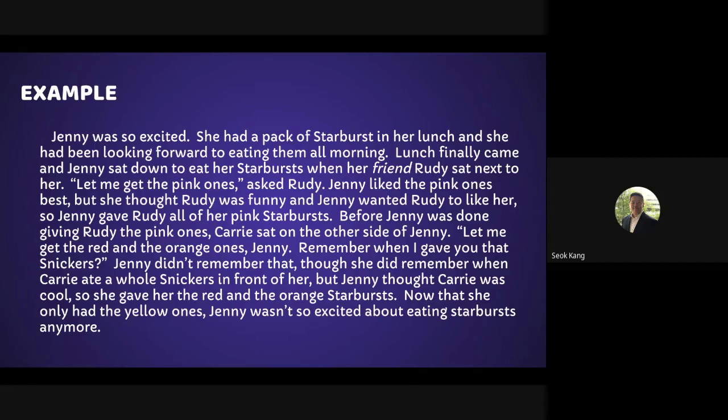Jenny didn't remember that, though she did remember when Carrie ate a whole Snickers in front of her. But Jenny thought Carrie was cool, so she gave her the red and the orange Starburst. Now that she only had the yellow ones, Jenny wasn't so excited about eating Starburst anymore.